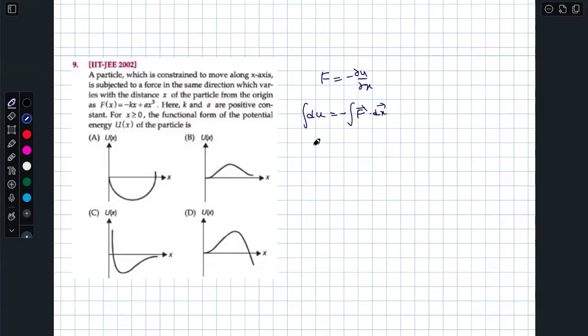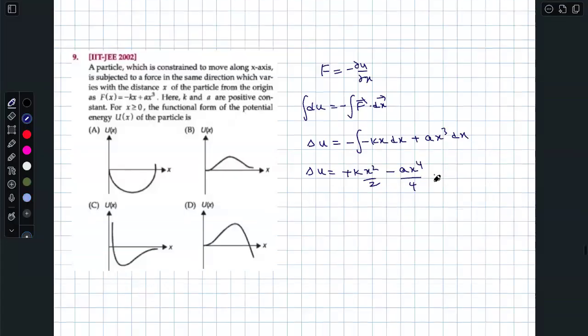So now if you integrate, what do you get? So integral delta u is minus of minus kx dx plus ax cube dx. So delta u is minus, plus kx square by 2 minus ax power 4 by 4. This is change in potential energy.